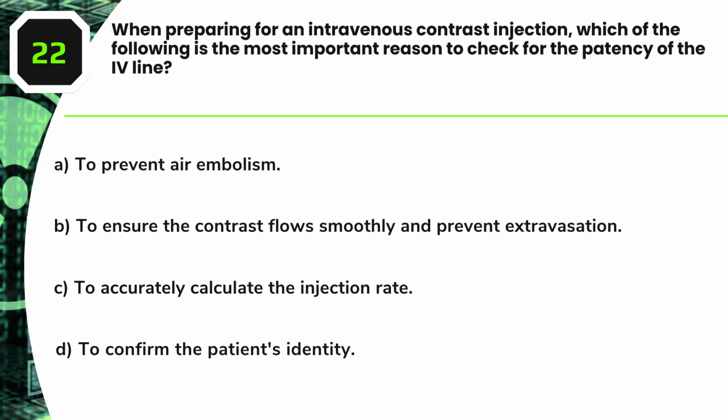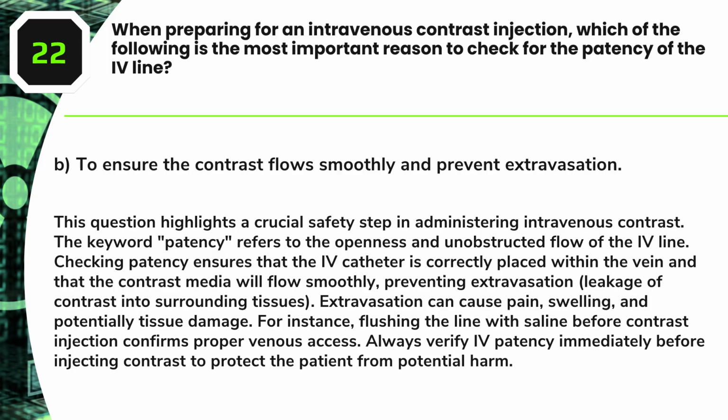Question 22. When preparing for an intravenous contrast injection, which of the following is the most important reason to check for the patency of the IV line? A. To prevent air embolism. B. To ensure the contrast flows smoothly and prevent extravasation. C. To accurately calculate the injection rate. D. To confirm the patient's identity. Answer: B. To ensure the contrast flows smoothly and prevent extravasation.